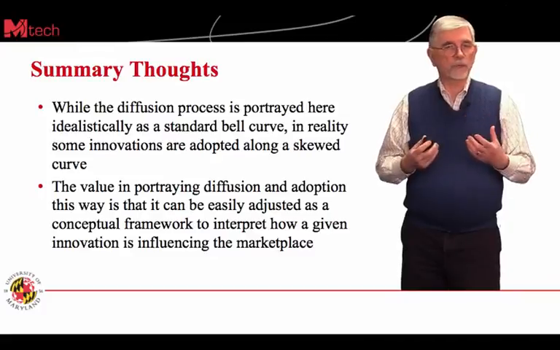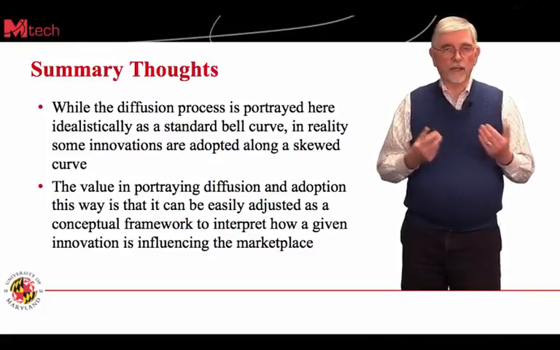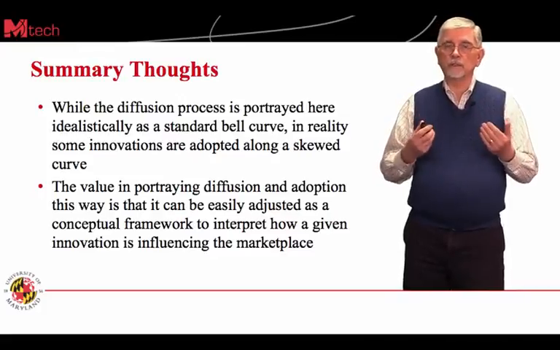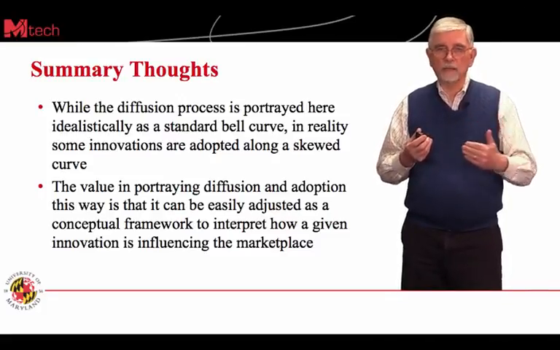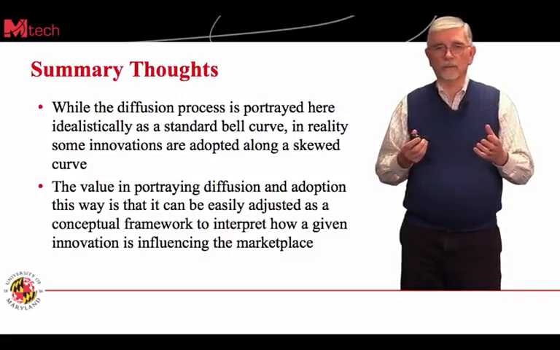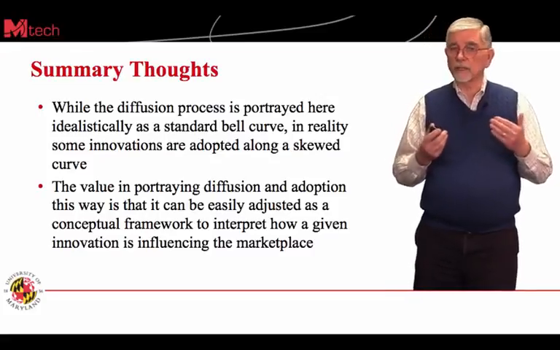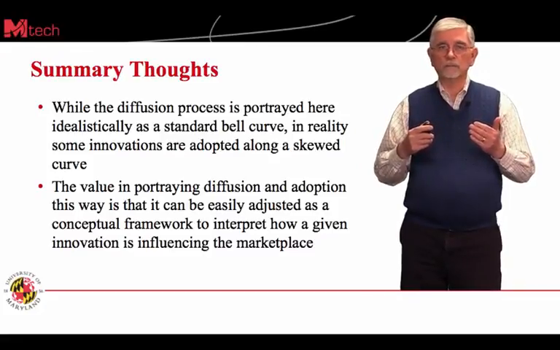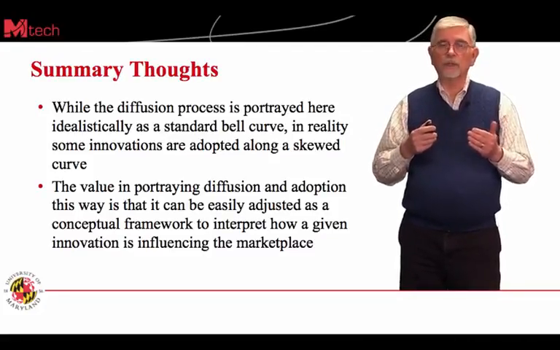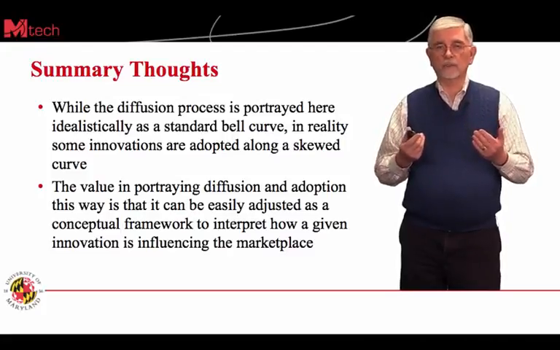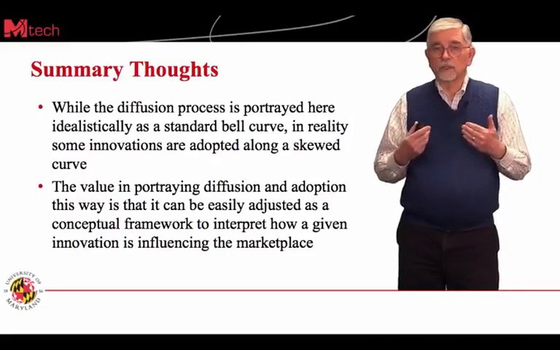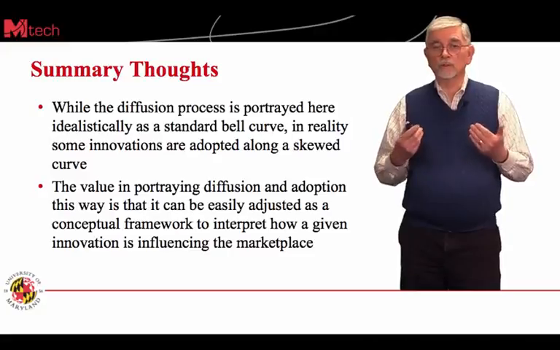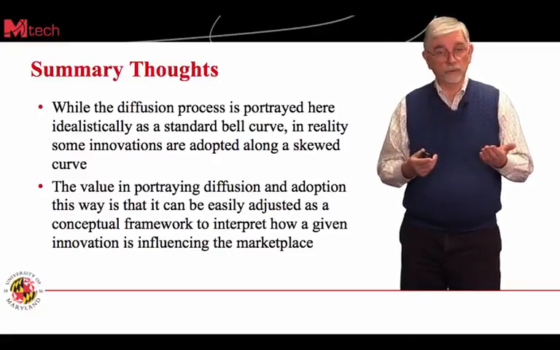So in summary, what we want to say about innovation and adoption is that it's a very powerful way of seeing the patterns, not only the time pattern, but the geographic pattern and the distribution of how an innovation gets adopted. So the diffusion process that's displayed here is idealistic. It's under a standard bell curve, but you know, some innovations are going to have different curves. But it's a good way to understand how an innovation is accepted in a marketplace. And I think the value of portraying this is you can easily adjust your conceptual framework to interpret how a given innovation is actually influencing the marketplace.